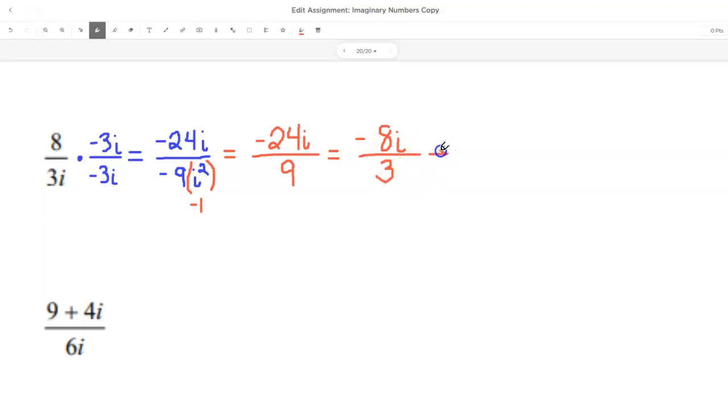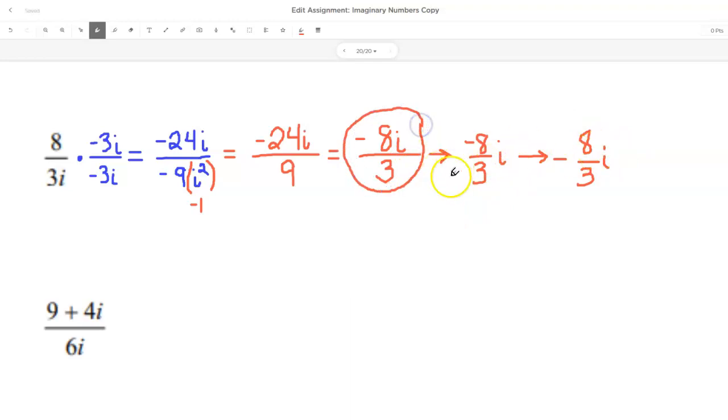This could also be written in a couple different ways. This could be written as negative 8 over 3i, or it could be written as negative out front, 8 over 3i, or any variation of that. So this is the solution, but you might see it written in various ways.